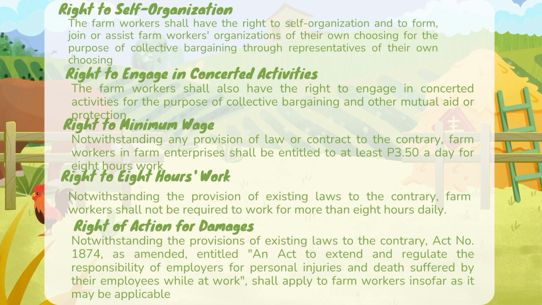First is the right to self-organization. Farm workers have the right to form or join groups or associations of their own choice to protect their rights. They can talk to farm owners about work conditions or negotiate for better pay and benefits.